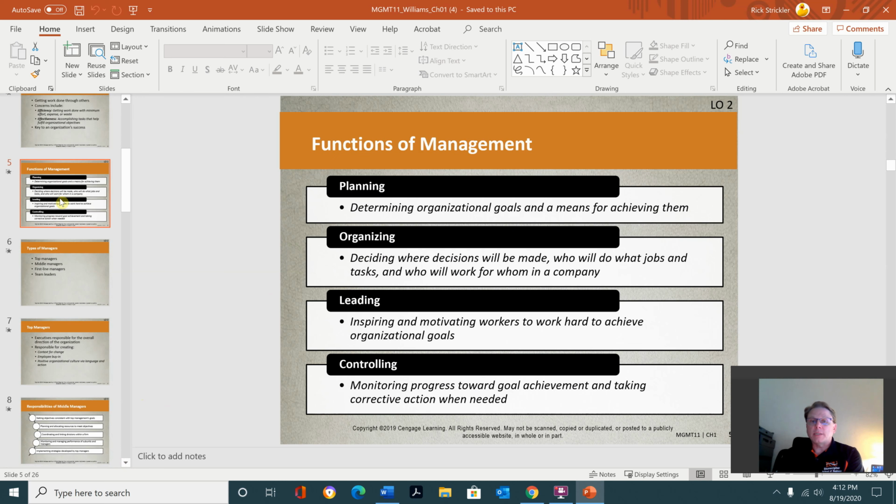So: planning, organizing, leading, and controlling. These are the functions of management. These have been the functions of management for a century. So if you go on a job interview, they'll say, "What's a manager do?" You can say, "A manager plans, organizes, leads, and controls." Those are the 4 functions of management. What does that mean? Planning: determining organizational goals and a means for achieving them.